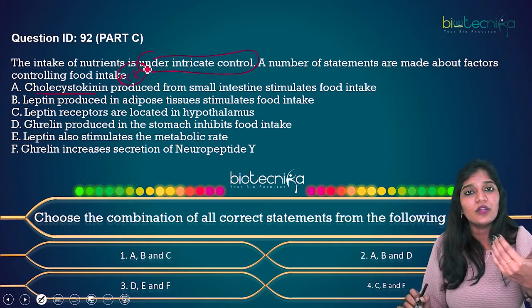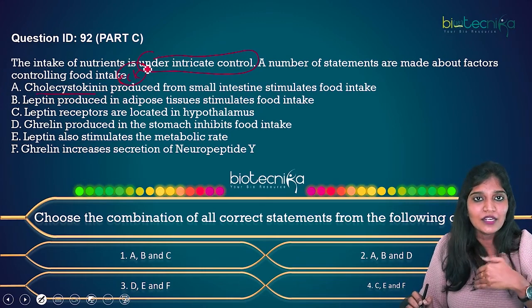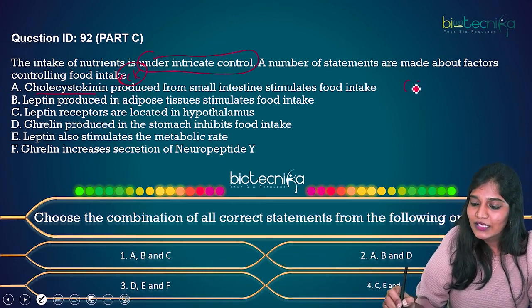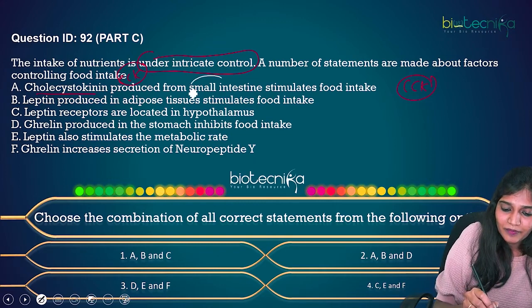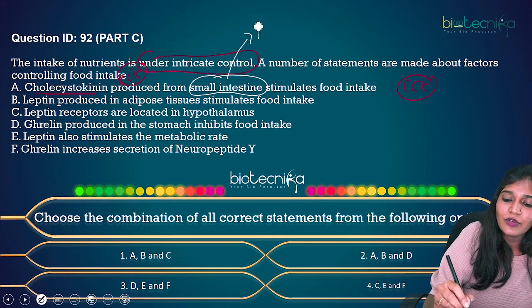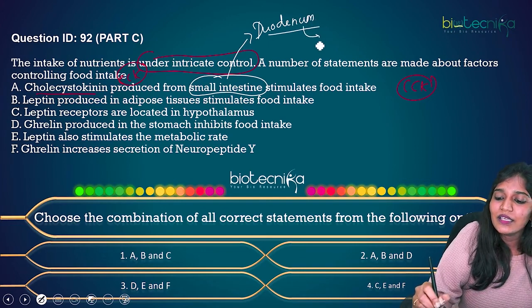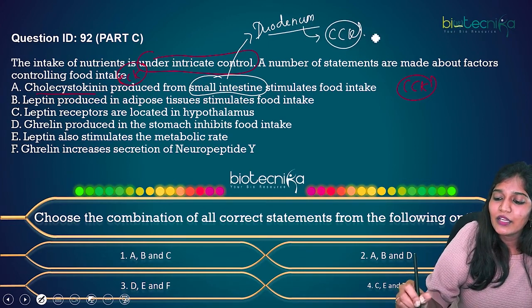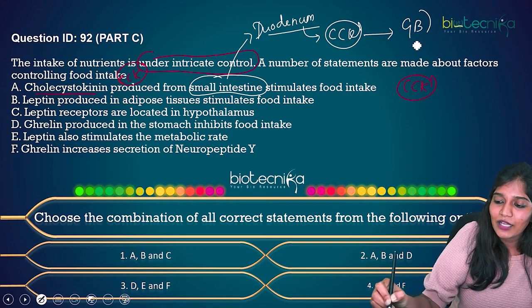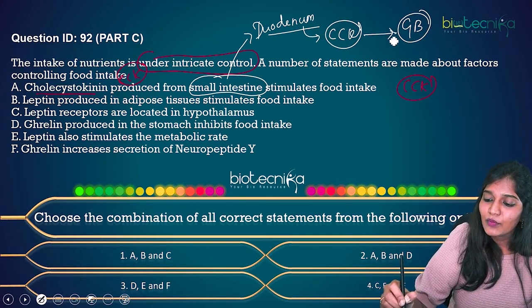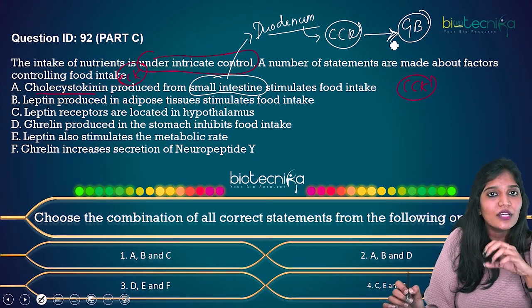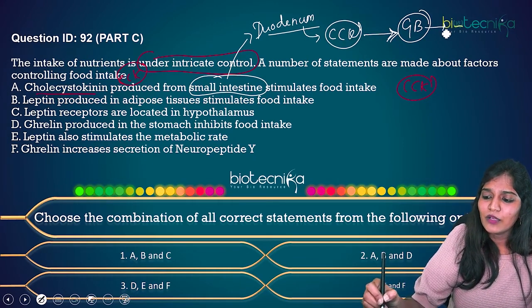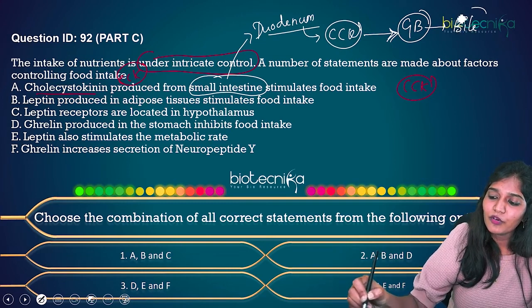CCK will be produced only when you eat food, protein or fats. It is produced by the small intestine, very specifically in the duodenum, where mucosal cells will produce this CCK. This CCK will come into circulation and go to the gallbladder, because the gallbladder stores the bile. It binds to the receptors of the gallbladder and causes contraction of the gallbladder, so bile will come into the duodenum for digestion.